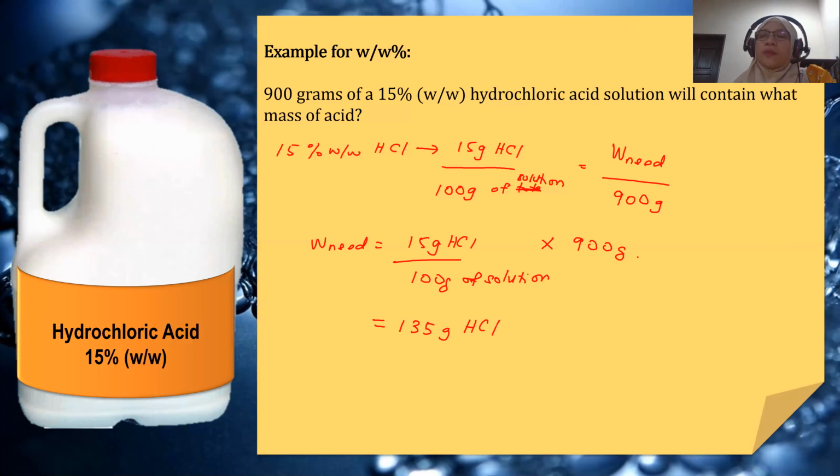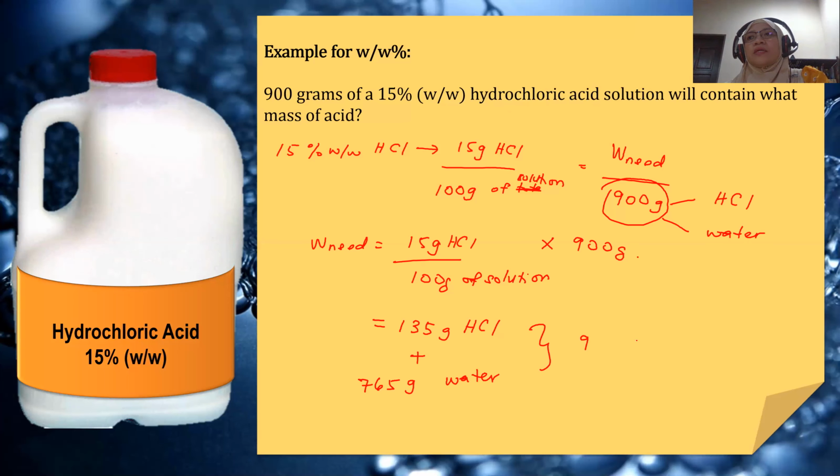Okay, and then remember, this weight actually consists of HCl and the water as the solvent, so you need to add 135 gram HCl into 765 gram of water in order to make up 900 gram of the total solution. All right.